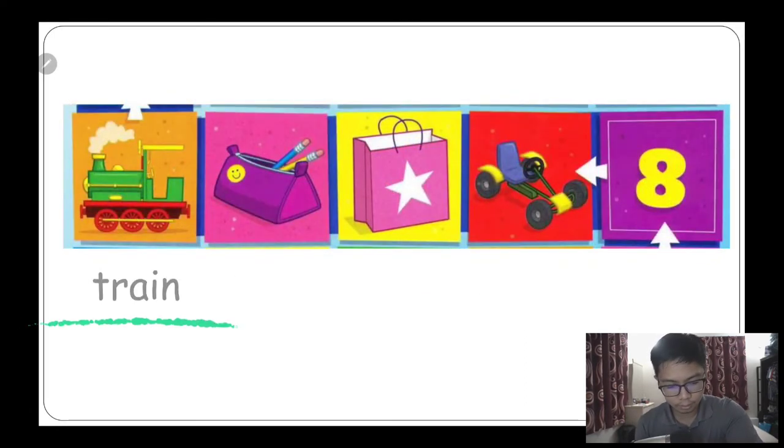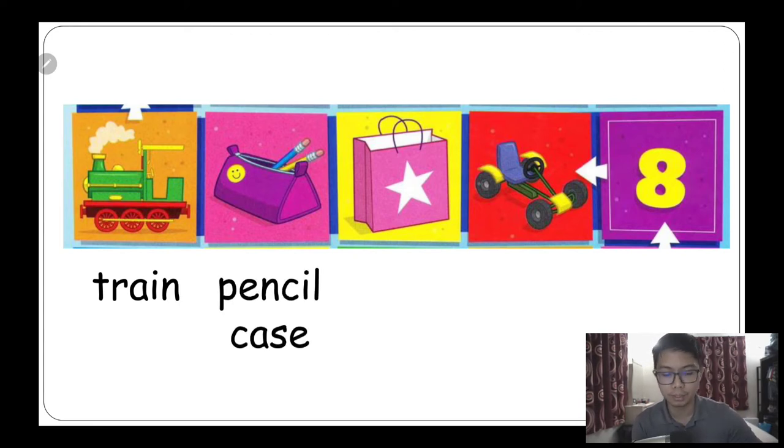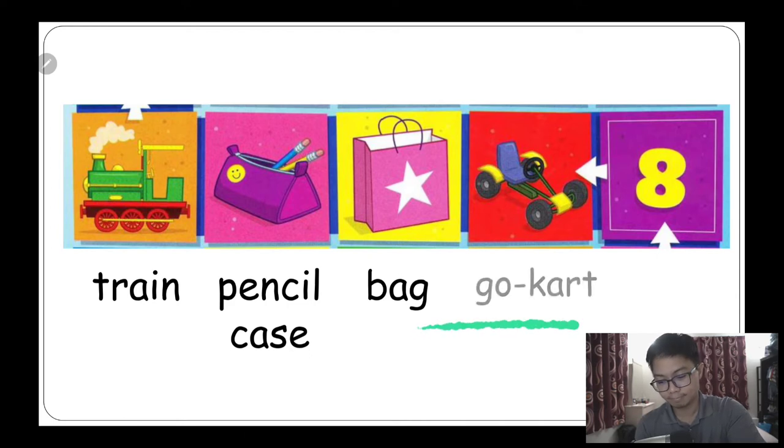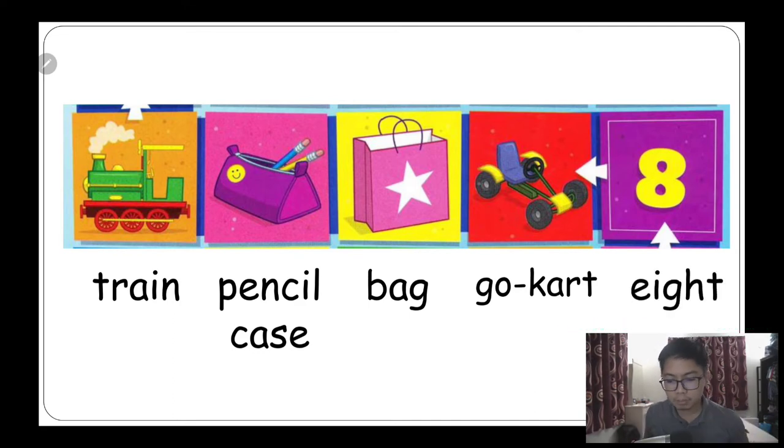Next one. From the left also, train. This is one of the toys that we have learned. Train. T-R-A-I-N. Pencil case. P-E-N-C-I-L. Pencil case. C-A-S-E. Bag. Simple. B-A-G. Bag. Next one is go-kart. Simple. Go. G-O. Kart. K-A-R-T. Go-kart. The go-kart, we have the number 8.